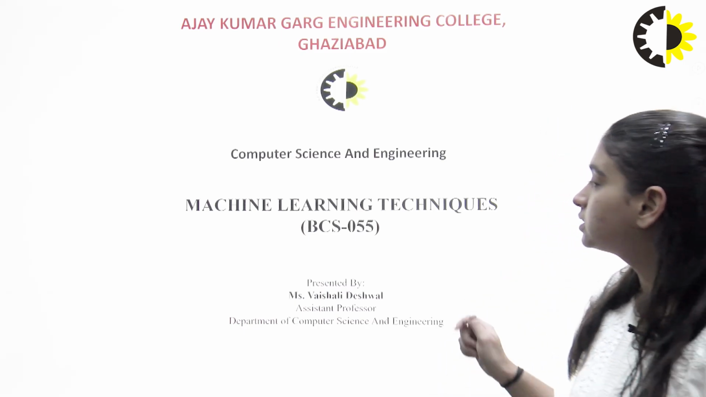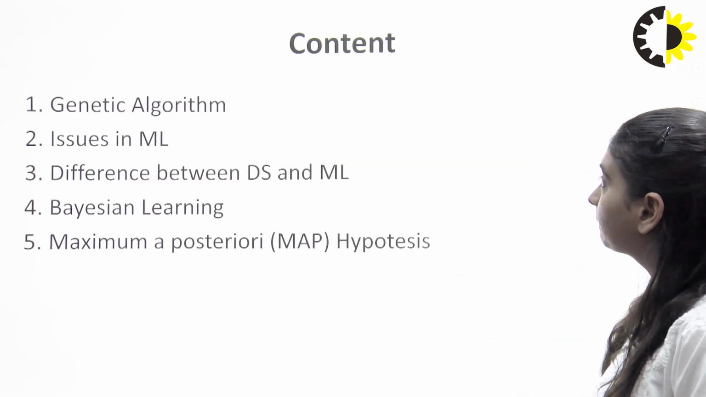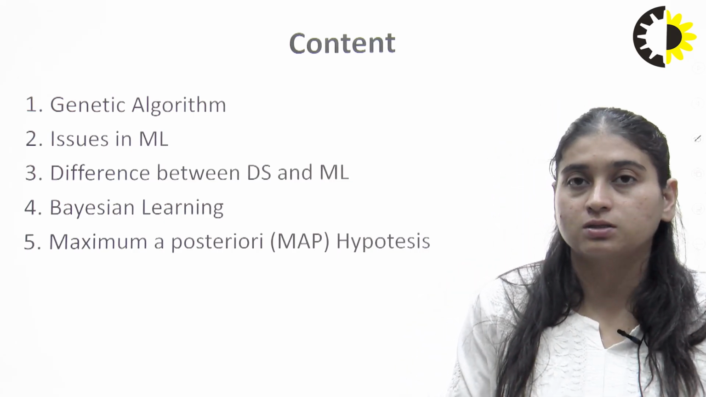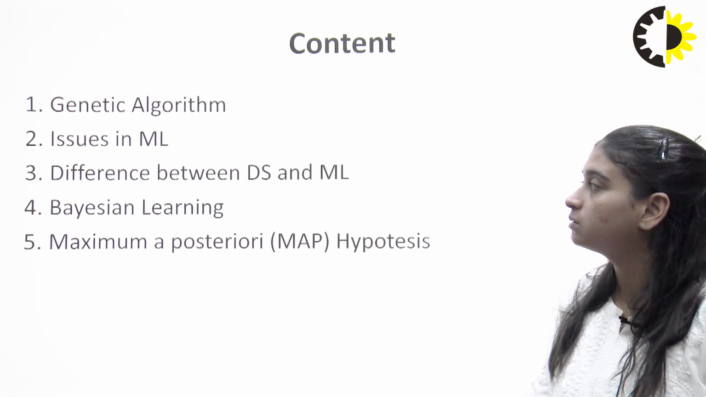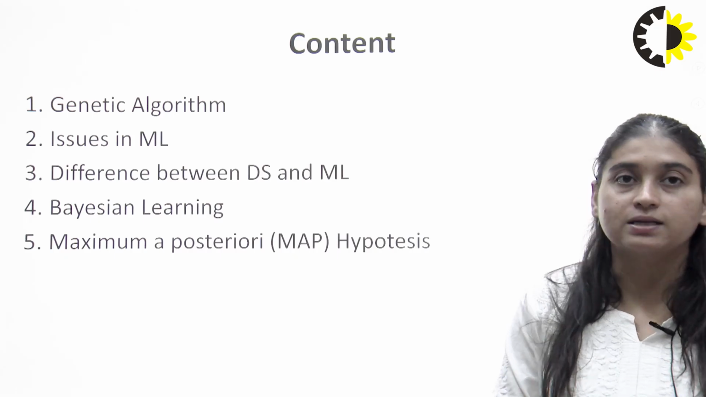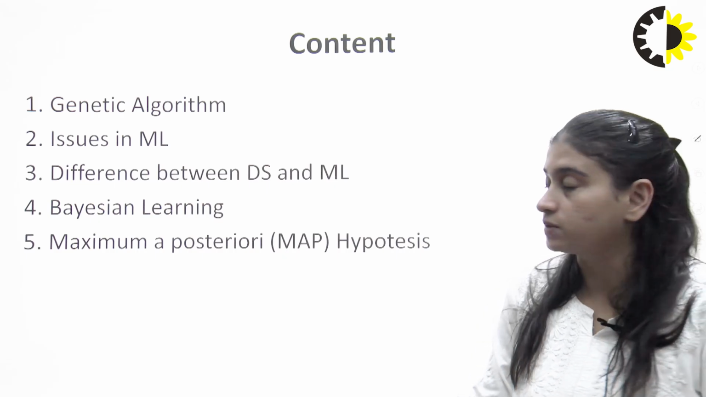So the code for the subject is BCS 055, and these are some of the contents which I will discuss during this presentation. First is genetic algorithm, then issues in machine learning, then difference between DS and ML, data science and machine learning, Bayesian learning, and maximum a posteriori hypothesis.